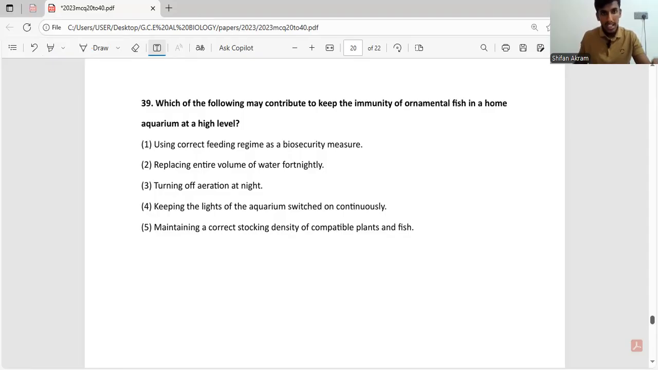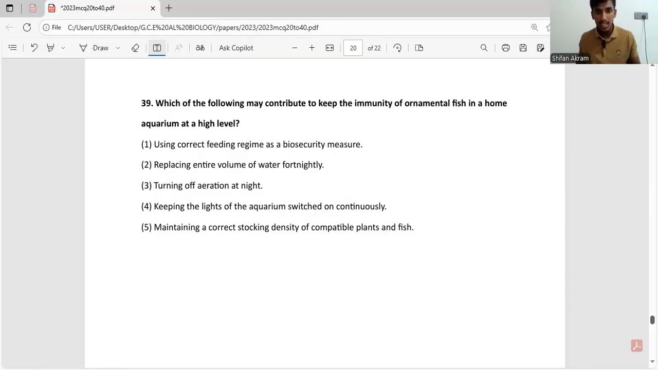Turning off aeration at night. So what is turning off aeration? Turning off oxygen in the tank, right? They are saying turning off oxygen in the tank every night keeps the immunity high. Is it? If we turn off oxygen every night, the fish will die, right? We don't want that. We only turn off aeration when we're cleaning the tank. That statement is also wrong.